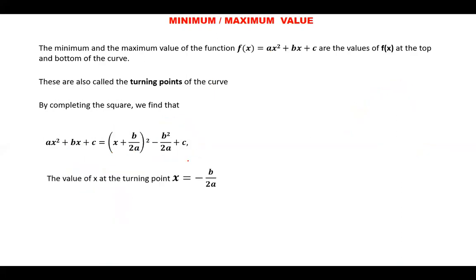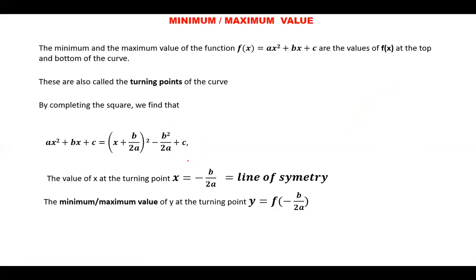So this is what I was saying. The value of x at the turning point is given by negative b over 2a. And it's also called the line of symmetry. So the minimum or the maximum value of y at the turning point is y equal to f of negative b over 2a.